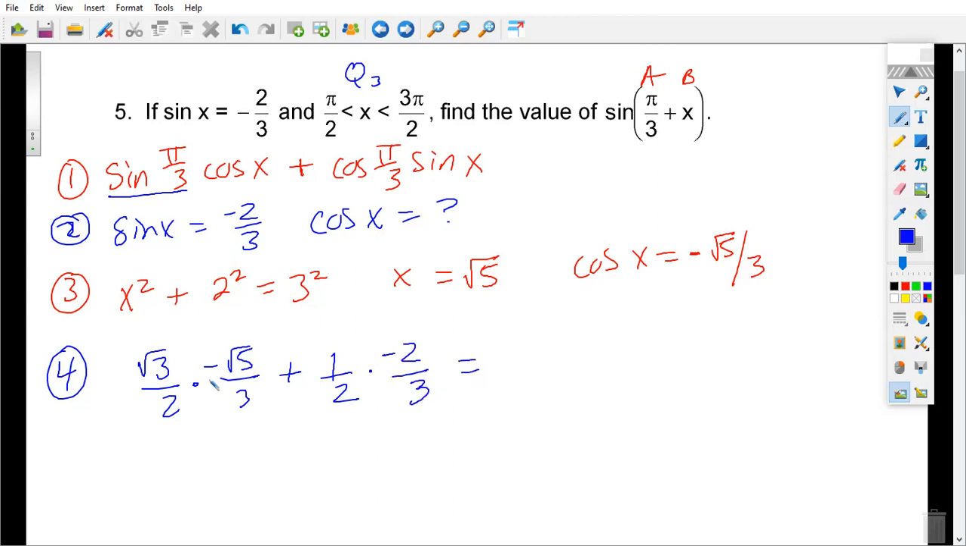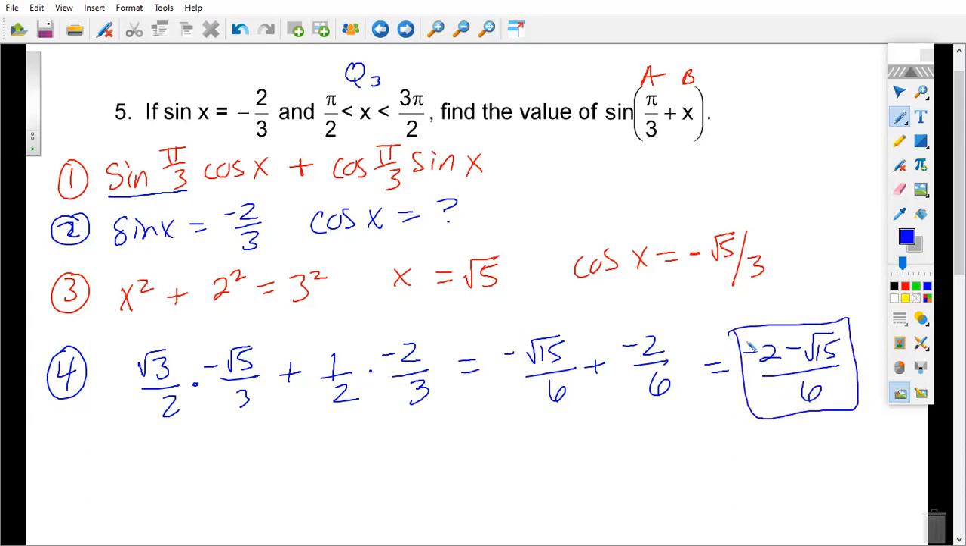So I clean all this up. 3 times 5 is 15, I said 8. And we get 6 plus negative 2 over 6. And you just clean this up. So we end up with negative 2 minus the square root of 15 all over 6. You can't do any further condensing. That is your exact answer.